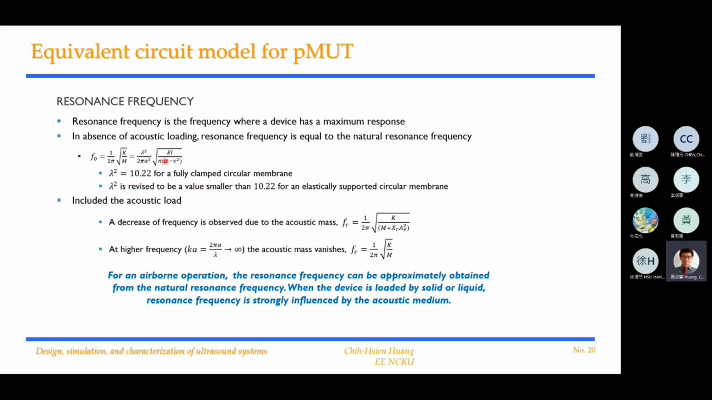So if you know the Young's modulus, you know the surface density, you know how much mass is in your structure, then you know lambda here and you know the radius, then you can calculate the resonant frequency very quickly with these equations.